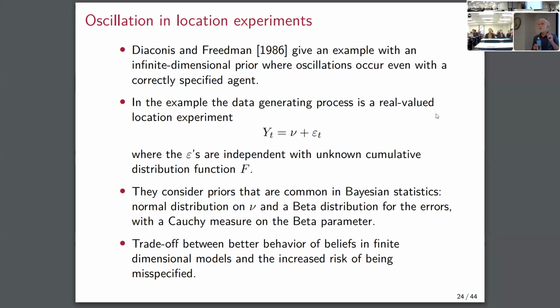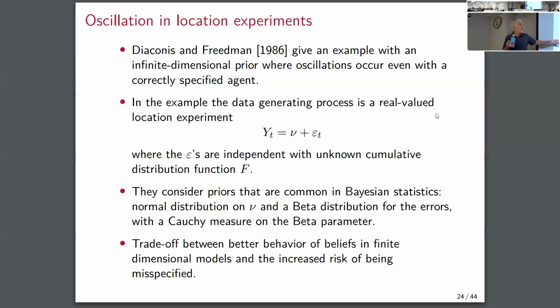Maybe you're not surprised that beliefs oscillate when agents are misspecified. But if you go to more complicated models with real valued outcomes instead of finite, and the agent's correctly specified, you can still get oscillations. Once Y is infinite, your priors aren't these nice finite dimensional vectors. They're infinite dimensional objects. So in their example, the data generating process is a real valued location experiment. There's an unknown nu. Each period you see nu plus epsilon t.